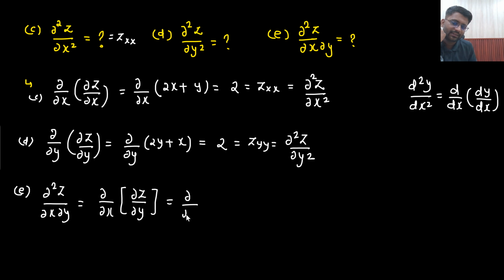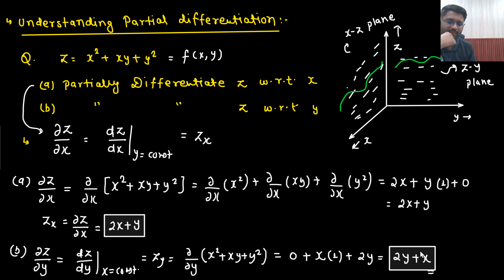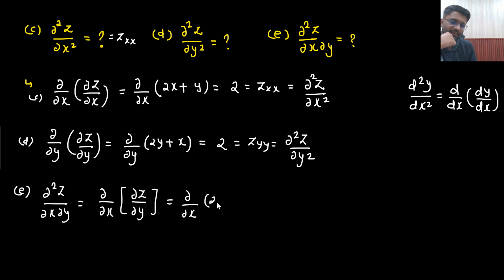So del by del x, have we found out the value of del z by del y? Yes sir, it was 2y plus x. Now we need to partially differentiate this particular thing with respect to x. So 2y will be a constant, differentiation will be 0, and the answer will come out to be 1. Okay, so here the answer came out to be 2, here the answer came out to be 2, and here the answer came out to be 1. There you go.